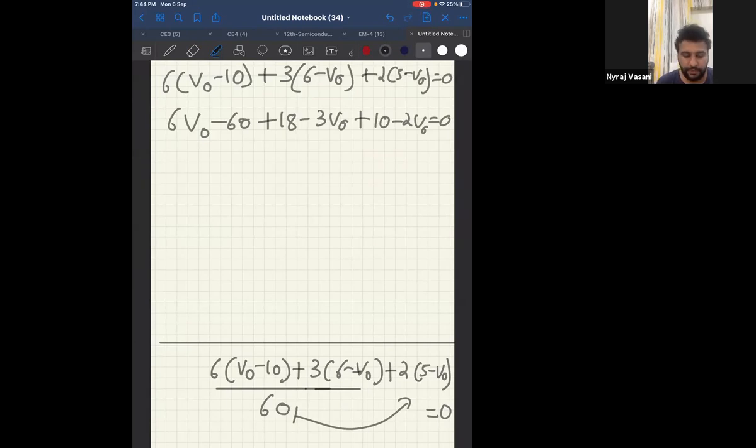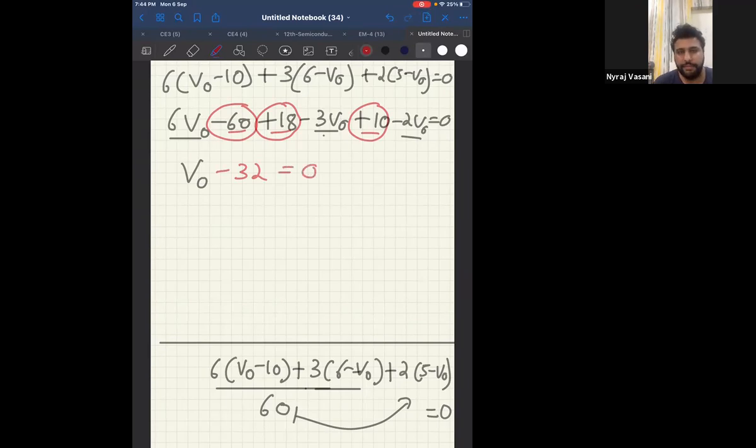Now keep V0 terms on one side. 1, 2, 3. So 6 minus 3 minus 2 minus 5. I am left only with V naught. Okay, then minus 60 plus 18 plus 10. So 18 plus 10 is 28. 28 minus 60, I know it will be minus itself. So when I say it will be minus 32. Okay.